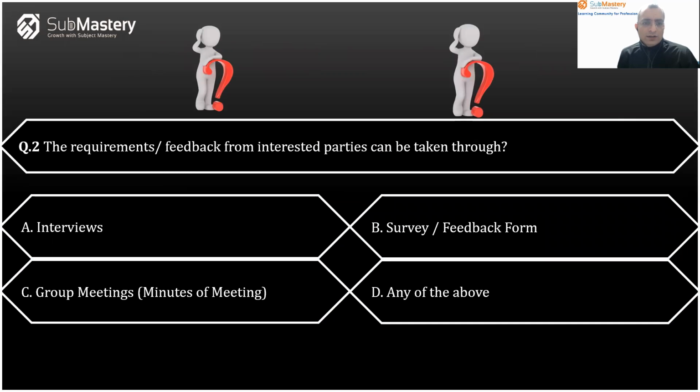Question number two. The requirements of feedback from interested parties can be taken through A, interviews, B, surveys or feedback form, C, group meetings, minutes of meeting, and D, any of the above. What kind of methods can be applied when it comes to identification of feedback from interested parties?